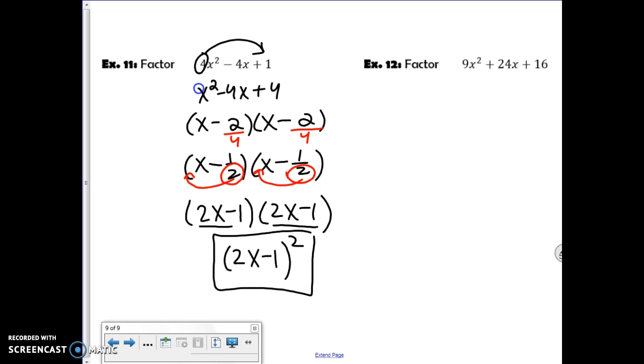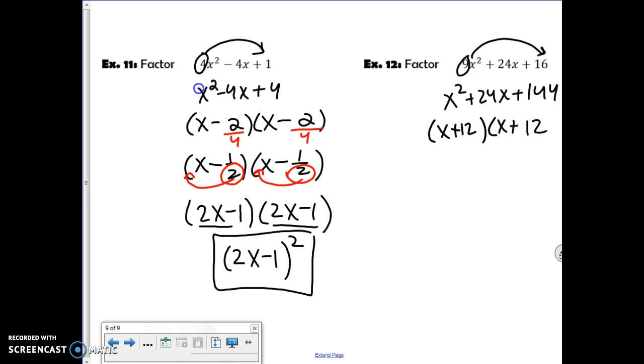So let's take a look at this last problem. So remember, in the slide and divide method, the first thing that we're going to do is slide that 9 back by the 16, and we will get 144. So x squared plus 24x plus 144. So we want factors of 144 that add to 24. We just did an example kind of like this earlier, so I hope this one comes back pretty quick. This one should be x plus 12, x plus 12.